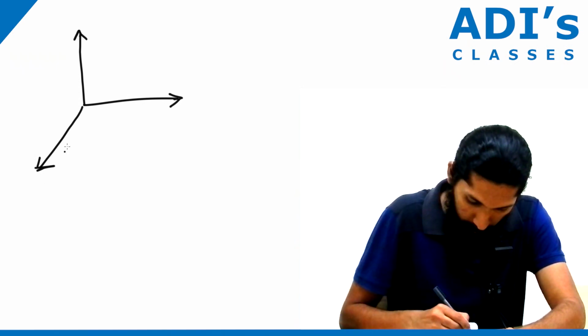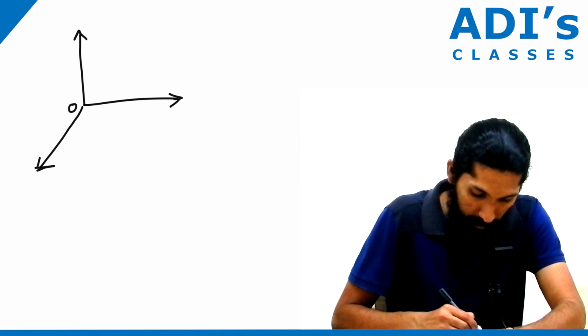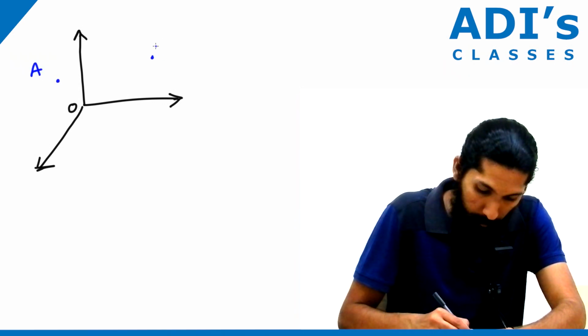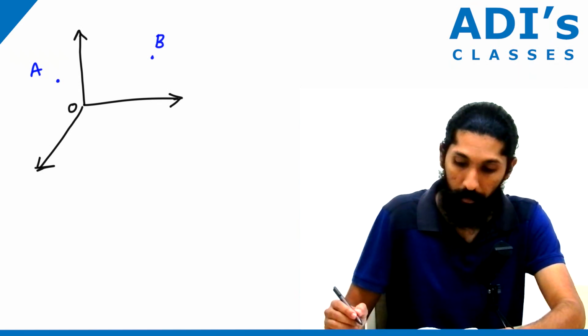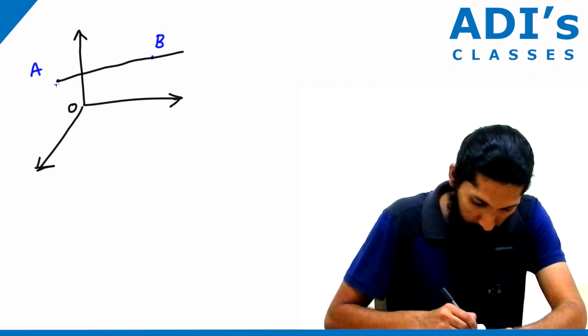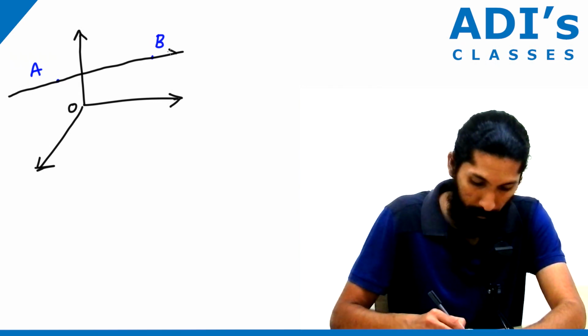This is one more, say this is 0. Say 2 points are there. Say assume that this is one point A, assume that there is one more point B. Okay. Now there is a line which is passing through A to B like this. So, assume that this is the line, some line.